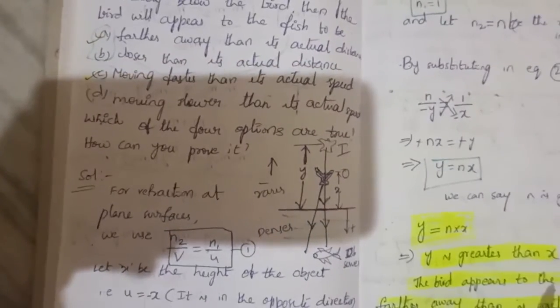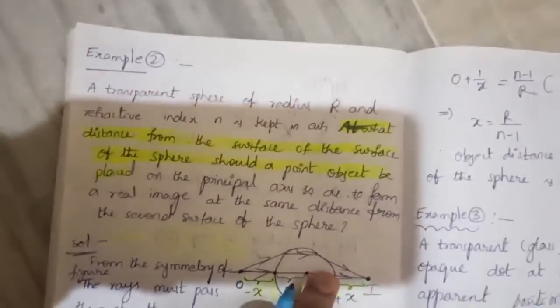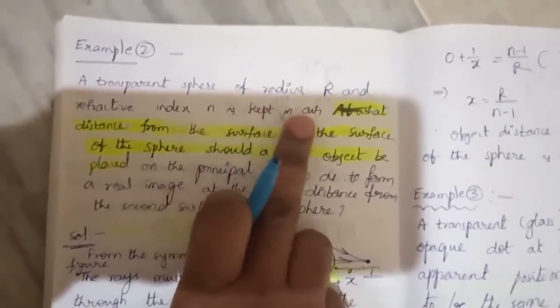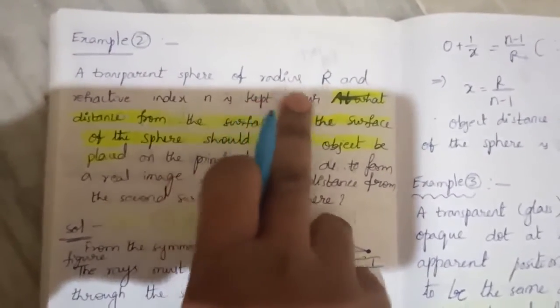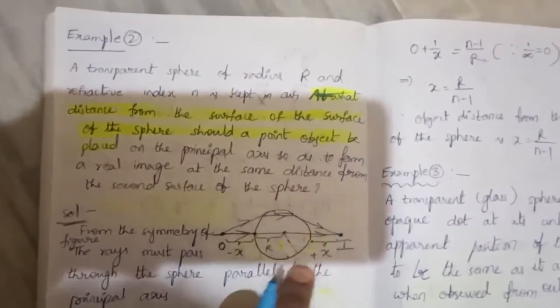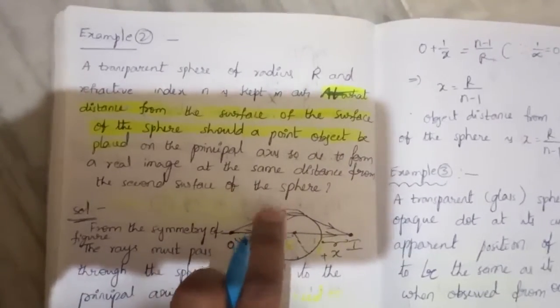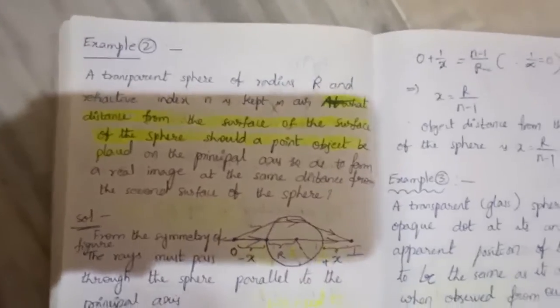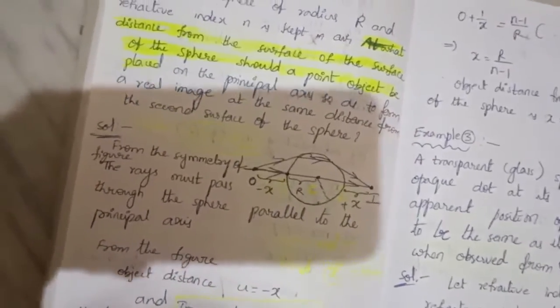So next we are going to see another problem. The next problem: a transparent sphere of radius r and refractive index n is kept in air. Air is the medium here. Transparent sphere of radius r, children, this one is a transparent sphere having two curved surfaces, and refractive index n is kept in air. Because the refractive index of air is 1, we can take n1 value here as 1.